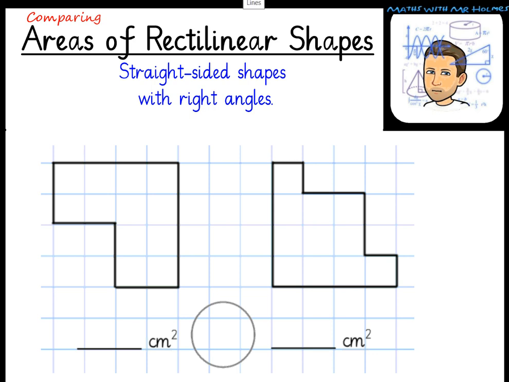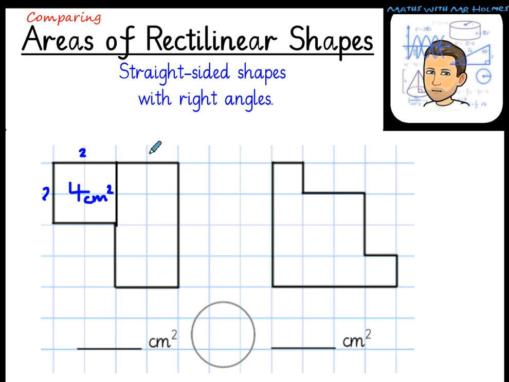So to start off with then, we are going to split our shape up into two. So I'm going to split this shape up here so I can see that I've created a square and a rectangle. Let's work out the areas of those. So that's 2 across by 2 down. I can multiply the width and the length. 2 times 2 will be 4 squares there, or 4 centimeters squared.